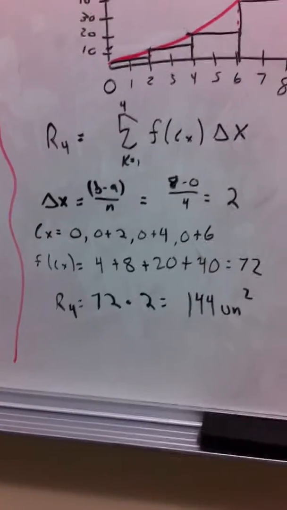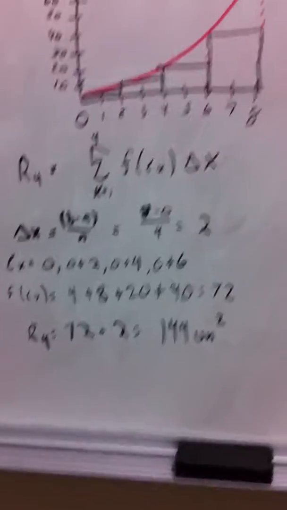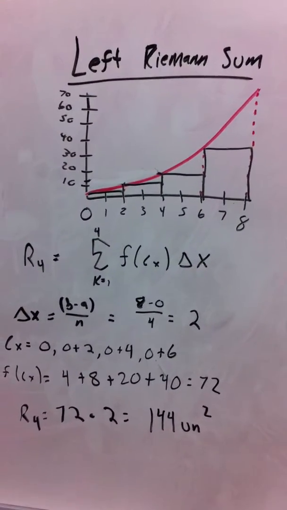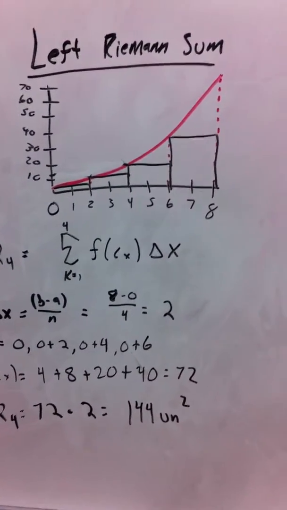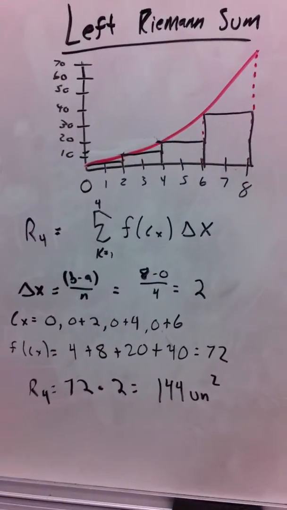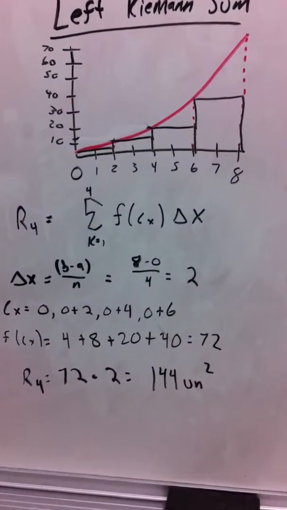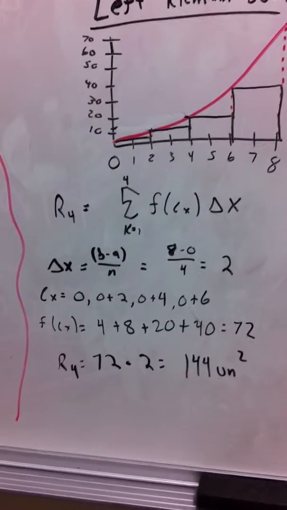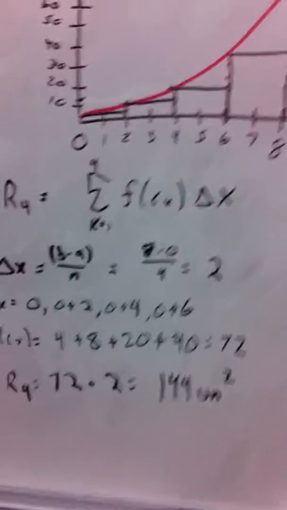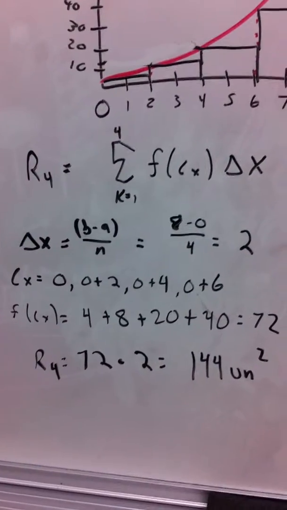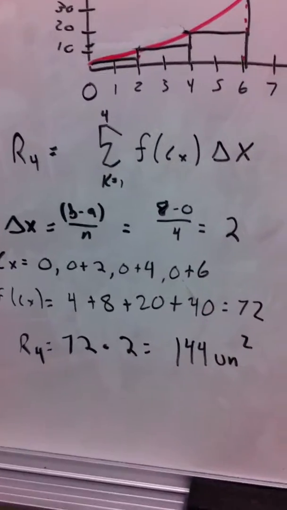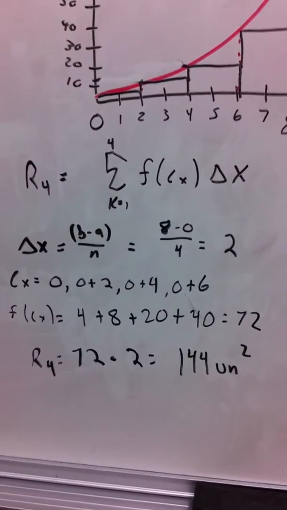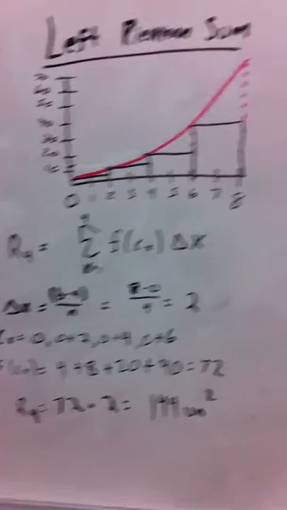And so now we're going to plug these into the function and see what values we get. At 0, the function is equal to 4. At 2, it's equal to 8. At 4, it's equal to 20. And at 6, it's equal to 40. So now we're going to add all these up to get the sum of f of c of x, and that is equal to 72. Then to get the Riemann sum, you multiply f of c of x, which we have as 72, by delta x, which is 2. So you multiply the two together, and the area under the curve, the definite integral for this, is going to be 144 units squared.